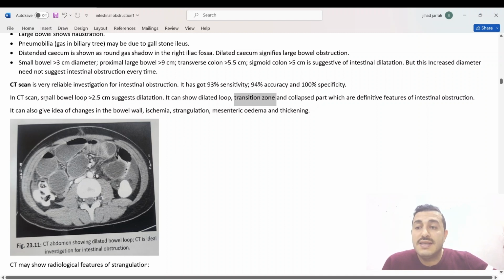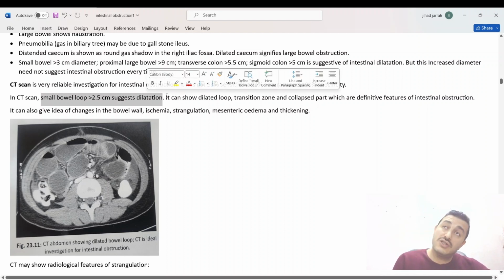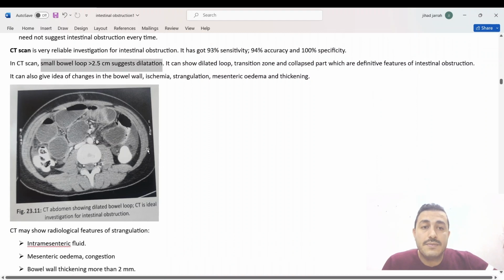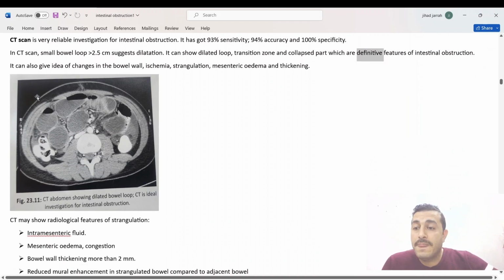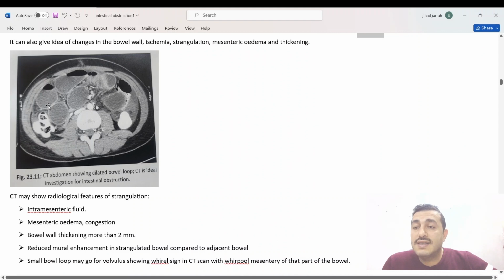Here you can see in the CT scan a small bowel loop above 2.5 centimeters. This suggests dilatation, but not always obstruction. It can show the dilated loop and the transition zone, and it can help us in the definitive features of intestinal obstruction. Here you can see on the CT scan how the loops are dilated.